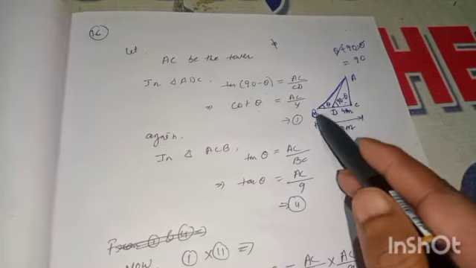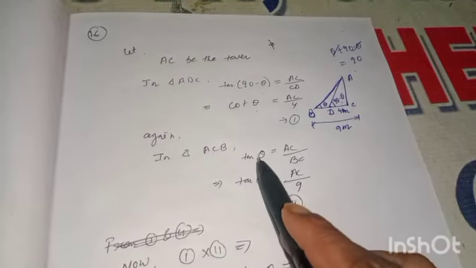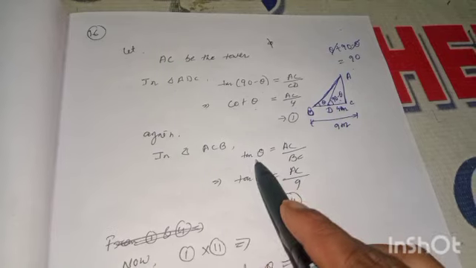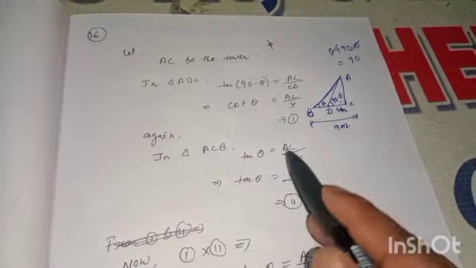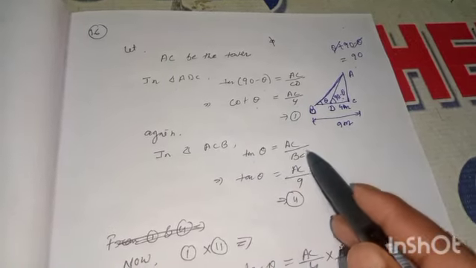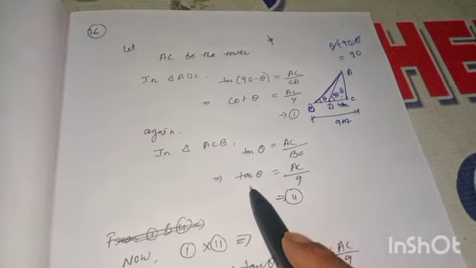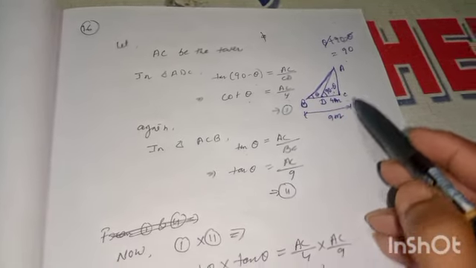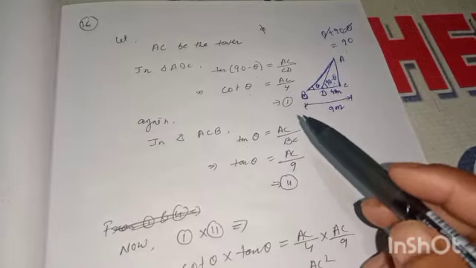Again in triangle ACB, using trigonometry, tan theta, same ratio, is AC by BC. The value of BC is 9. So tan theta equals AC by 9. This is number 2. What do you need? You need the value of AC. Now you have to do simplification.